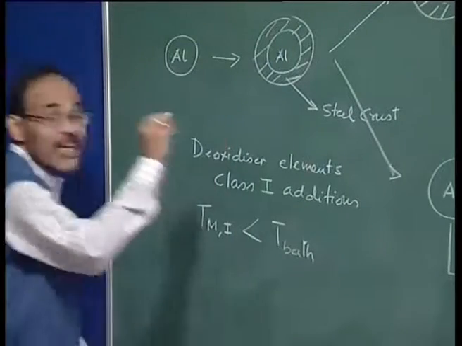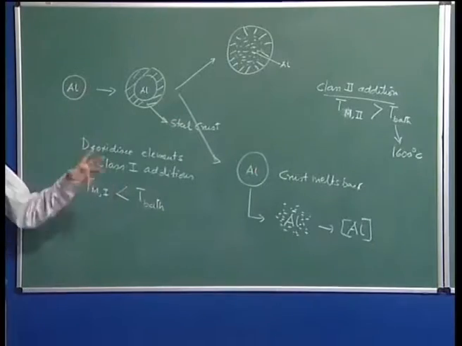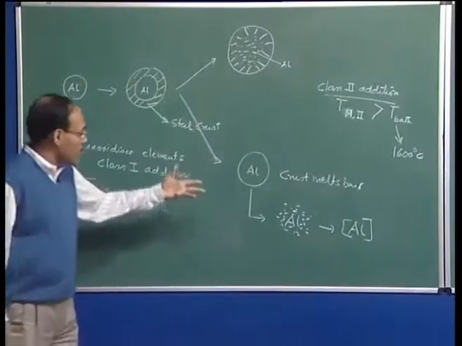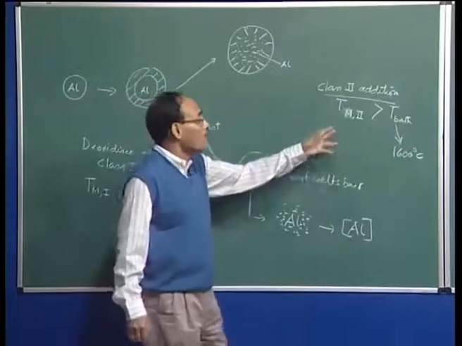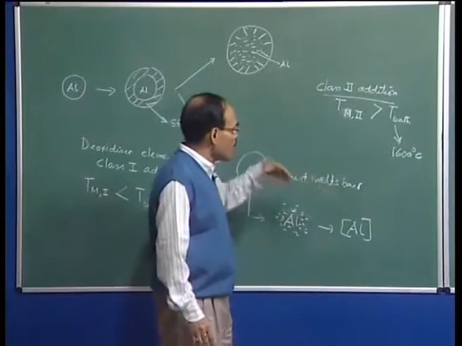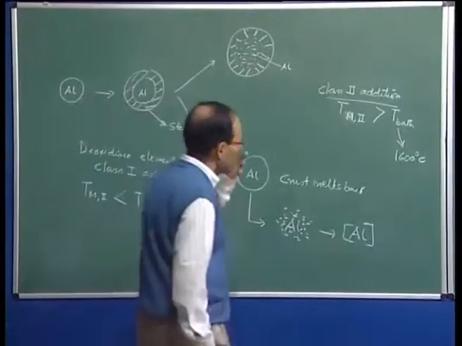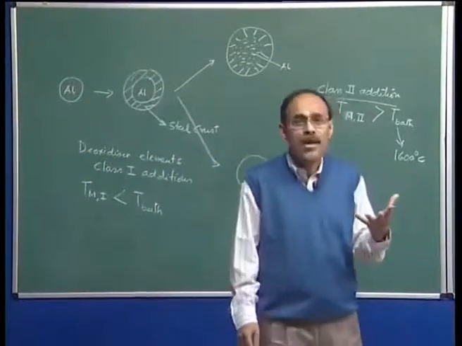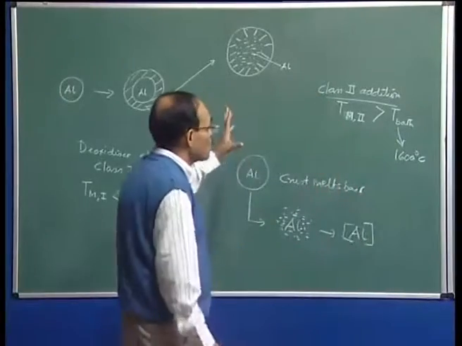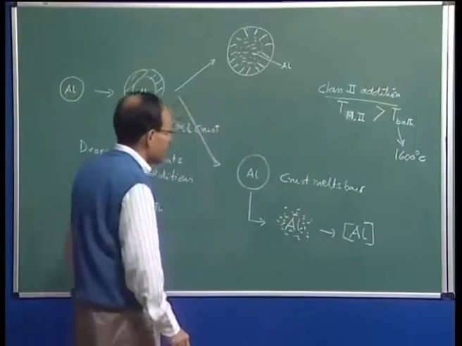So therefore, we can understand that this class of additions, the deoxidizer additions, are going to melt in steel: ferrosilicon, ferromanganese, etc., or aluminum. On the other hand, if you are talking about, for example, ferromolybdenum, then ferrovanadium, then ferroniobium, etc., this type of additions are really not going to melt but dissolve into steel, because their melting points are greater than steel.